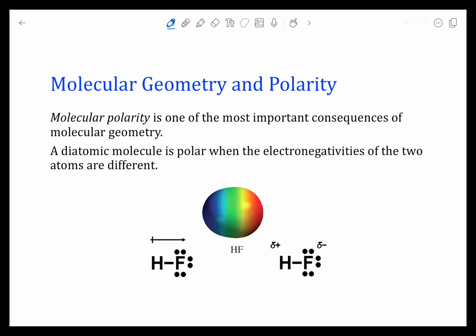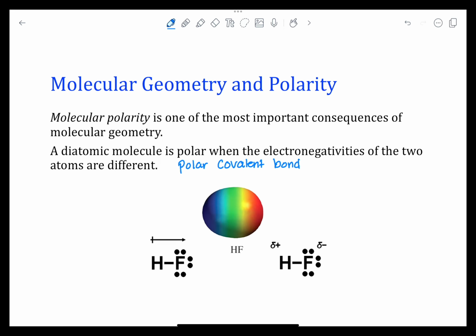A diatomic molecule is polar when the electronegativities of the two atoms are different, which is something we looked at in a previous chapter, where we used our electronegativity table to find the difference in those values. So we would call this a polar covalent bond.